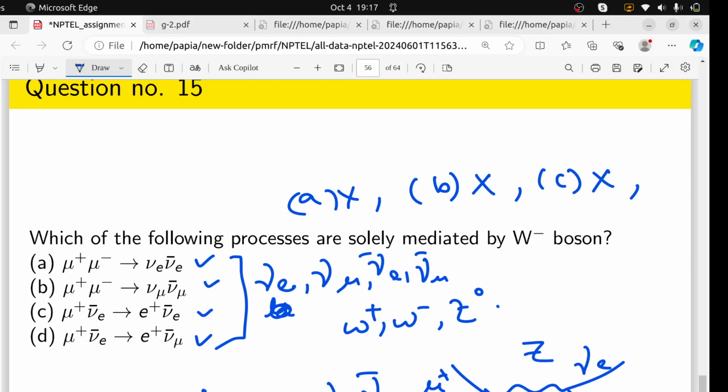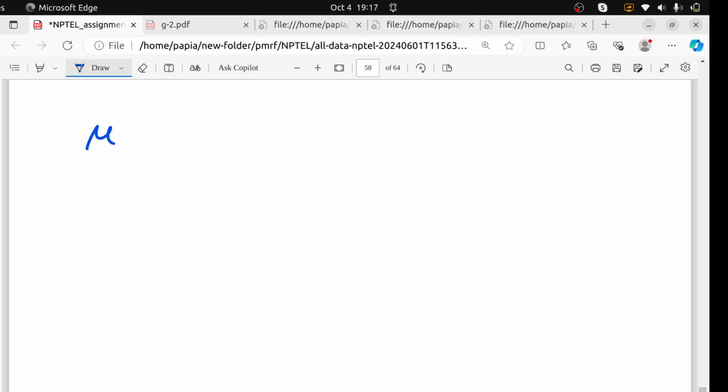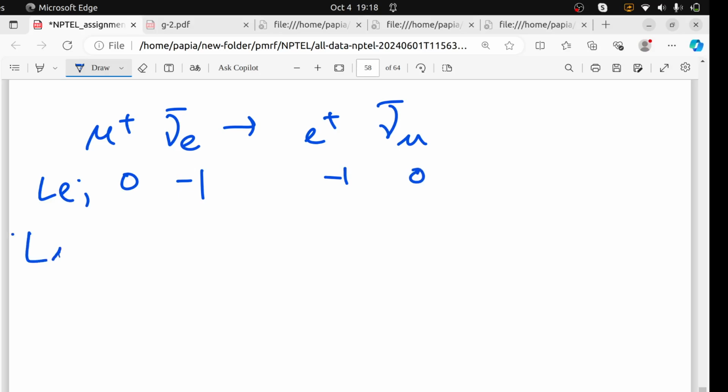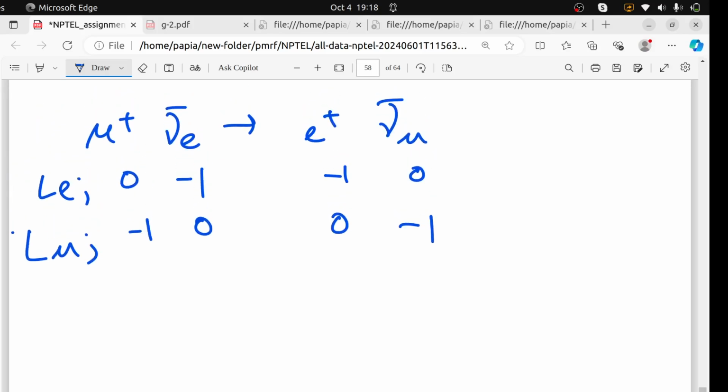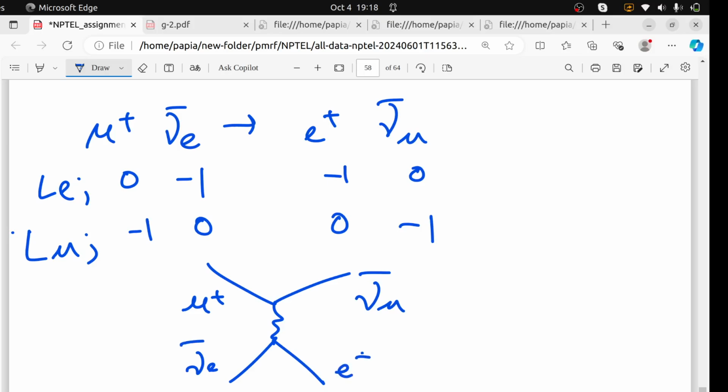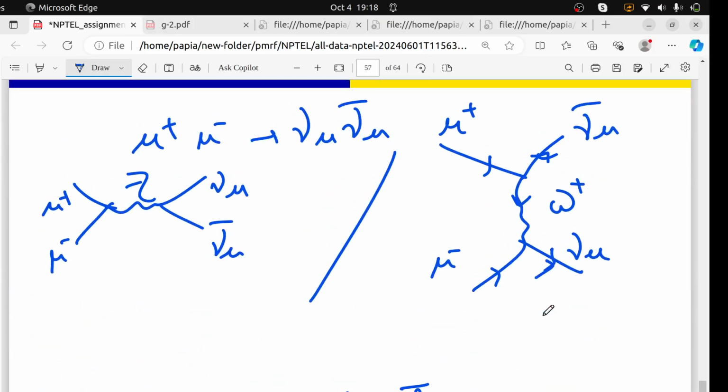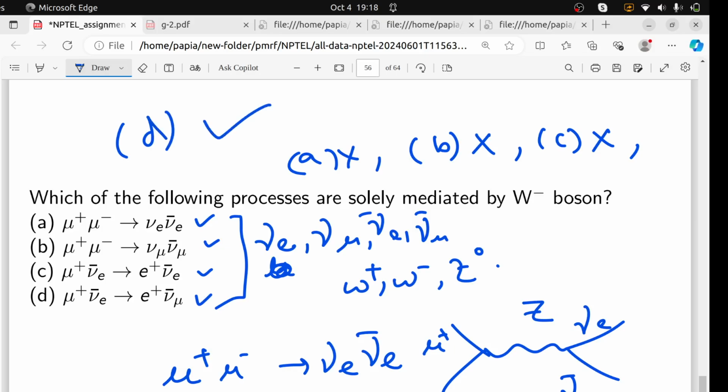Now D, μ+ ν̄_μ → e+ ν̄_μ. This is fine because L_e is like 0, −1, 0. L_μ is −1, 0, 0, −1. Okay? This is fine. But the thing is that μ+ ν̄_μ, ν̄_μ, e+ W. This is fine, but it cannot go through the Z. That is not correct. So the last one is only through W. So D is the correct option.